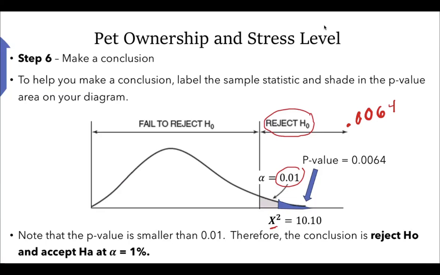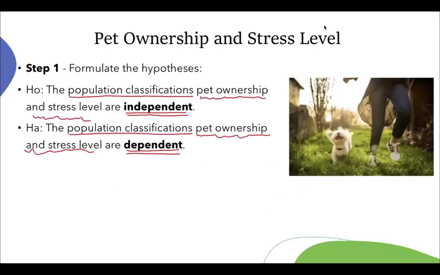So going back to what our hypotheses were, when we reject the null hypothesis, we are rejecting that they are independent. And when we accept the alternative, we are accepting that they are dependent, rejecting H0 and accepting HA.